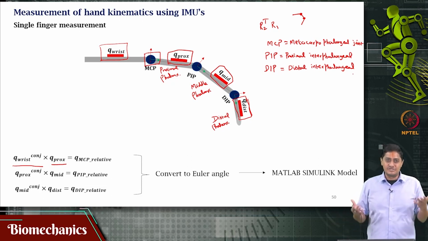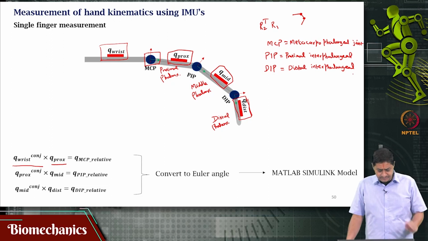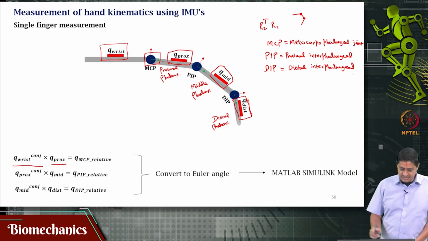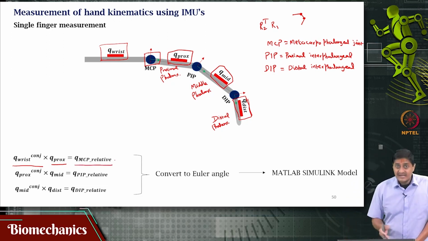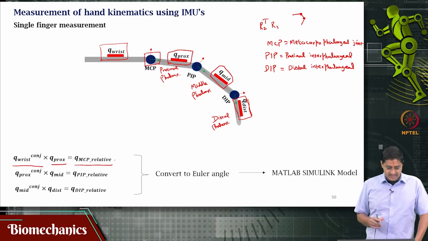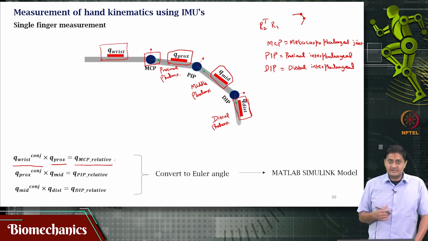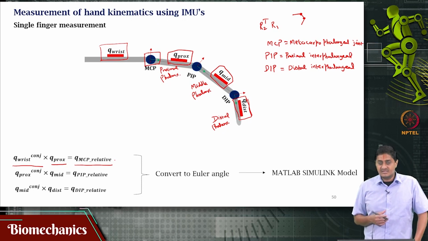It is more like a bridge course, remember that. Okay. So, we use these relative orientations, right. For example, if I want to find the relative orientation between the proximal phalanx and the wrist joint, I multiply the conjugate of the wrist joint by the quaternion of the proximal phalanx.